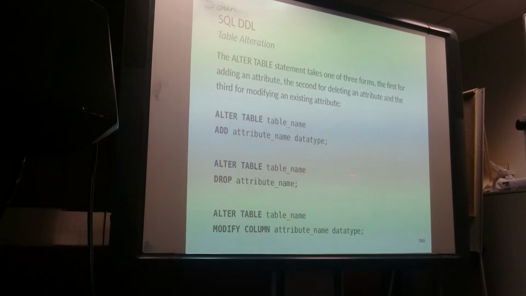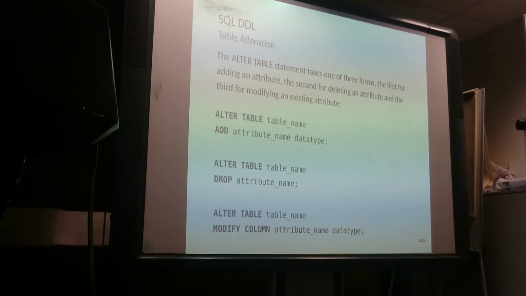The second type is alter table, table name, drop attribute name. What does that do? Deletes a column and all its data. And if you do it by mistake, you better have a backup, because there's no way of getting it back.